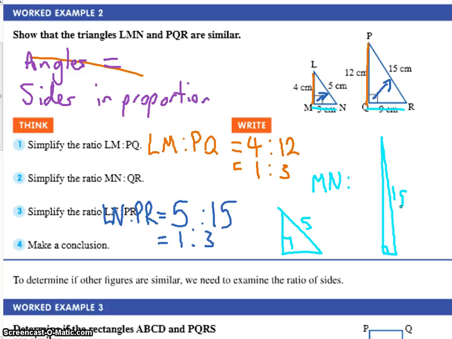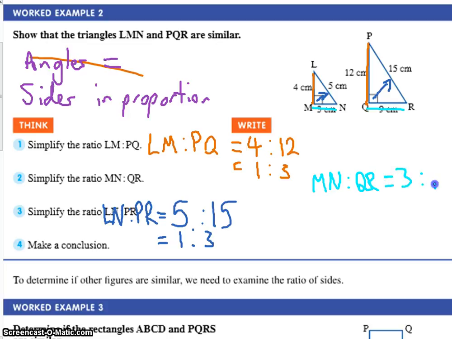Yeah, technically, if you have 2 out of 3, remember I said with a triangle, because there's only 3 angles, as long as 2 of them are the same, then the third has to be, and it's the same with the sides. If you've got 2 of them the same, then the third one has to be. So you only technically need to do 2. Cool? So MN to QR equals 3 to 9, which equals 1 to 3.